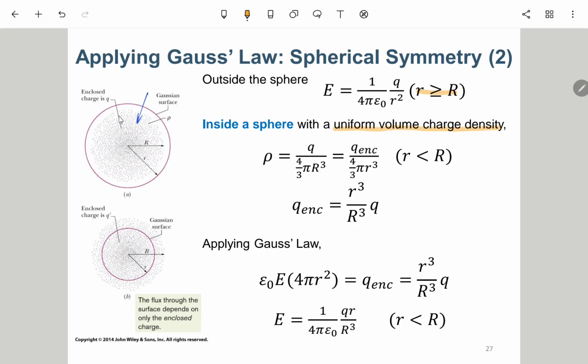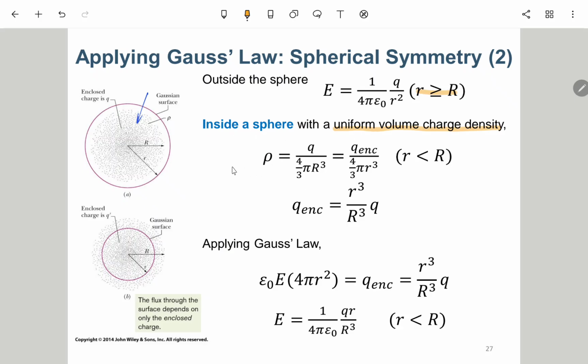You can consider the whole sphere as a lot of different shells with different radii. For each one, you can consider all the charge to be at the center, and for all the shells with different radii, all the charge is concentrated at the same center. So it turns out that all the charge for this sphere is concentrated at the center for this case. But inside the sphere, it will be a little bit more complicated.